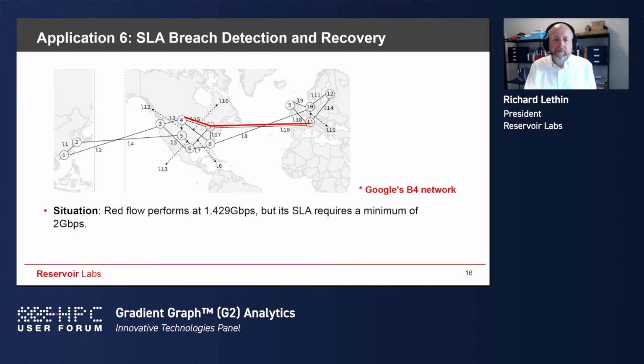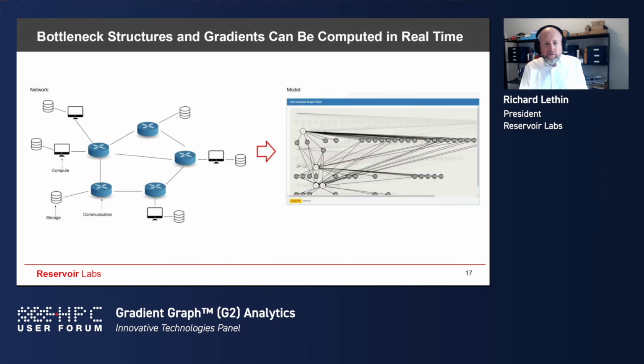We can also use it for more business-oriented applications like making sure the service level agreements are met by a network. And here's an example just done in terms of the Google B4 network. So what are the innovations here? That we can compute this bottleneck structure in real time. Some very fast algorithms, actually kind of related to backpropagation in a neural network, to very quickly compute the gradients in this bottleneck structure to allow us to predict the effects of changes.